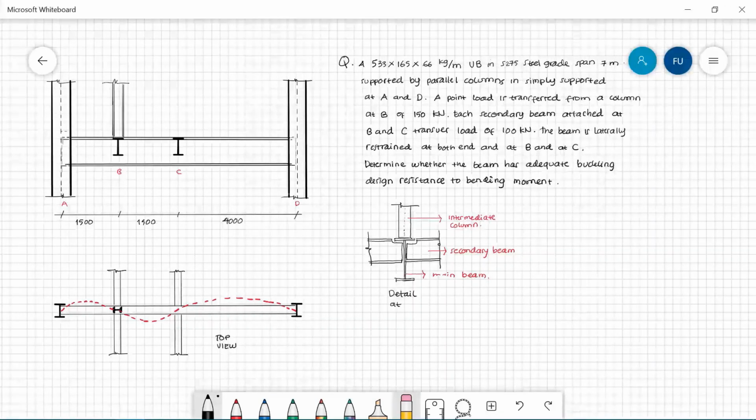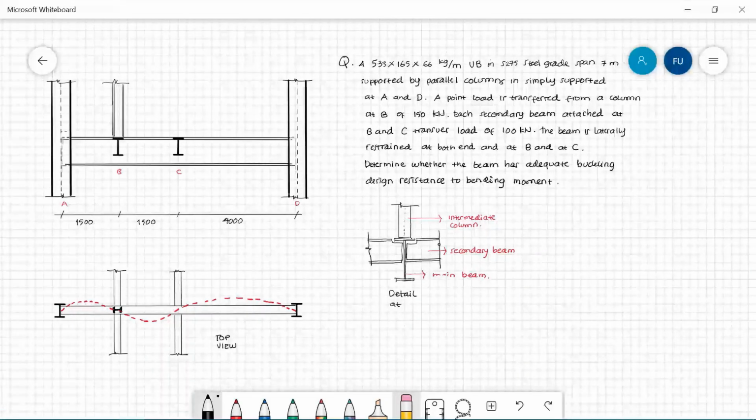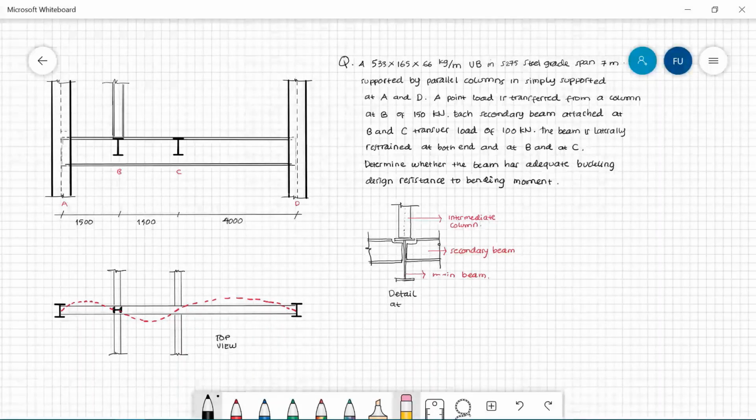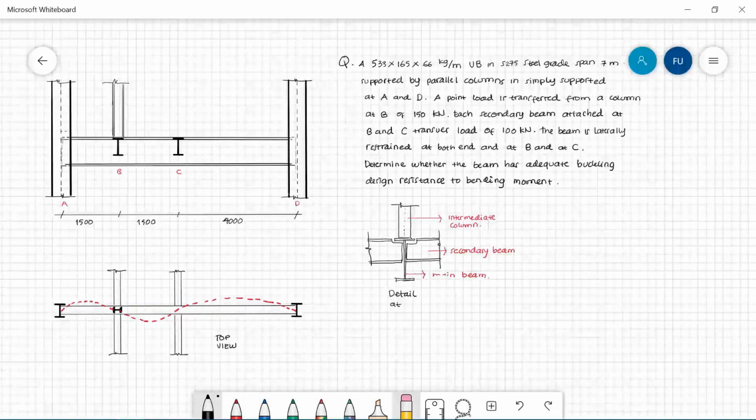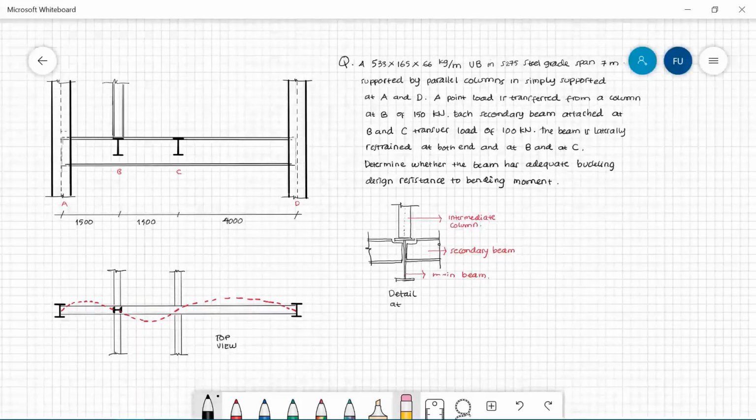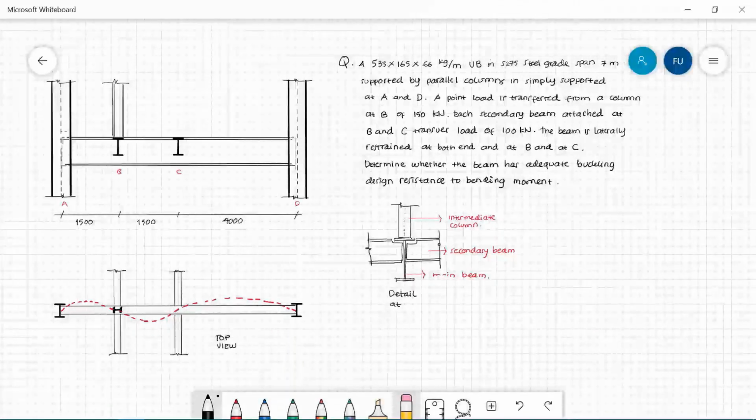supported by parallel columns, simply supported at A and G. A point load is transferred from a column at B of 150 kN. Each secondary beam attached at B and C transfers a load of 100 kN. The beam is laterally restrained at both ends and at B and at C. Determine whether the beam has adequate buckling design resistance to bending moment.